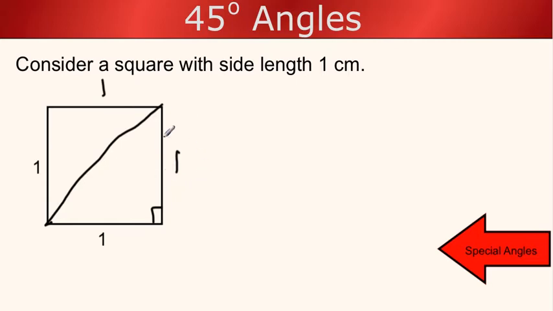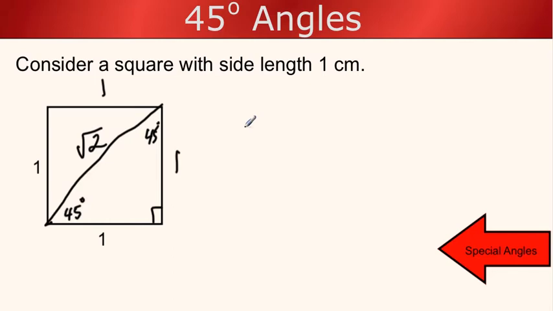Using Pythagorean theorem, we can go 1 squared plus 1 squared is 2, square root that and get root 2. So the hypotenuse is root 2. We know this is a 45-degree angle because we just cut this square by a diagonal. So we've now got a 45 triangle. Notice it's an isosceles triangle too, and that sometimes is helpful when doing problems with 45-degree triangles.